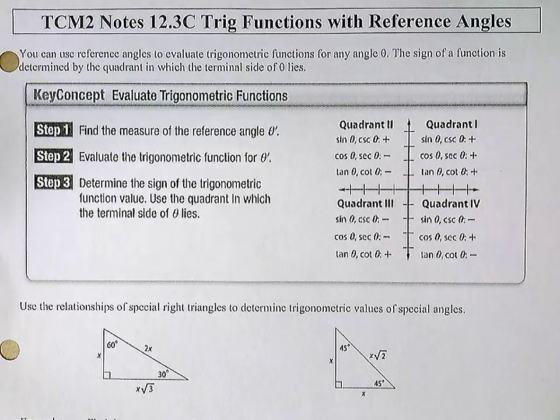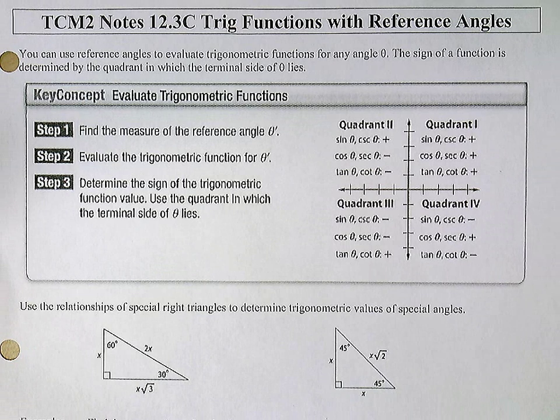Now, evaluating these trig functions, you have 3 steps. The first step is to find the measure of the reference angle theta prime. That's what we did yesterday. We found the reference angle, that angle between 0 and 90, so it has to be an acute angle. Step 2 is to evaluate the trig function for theta prime.